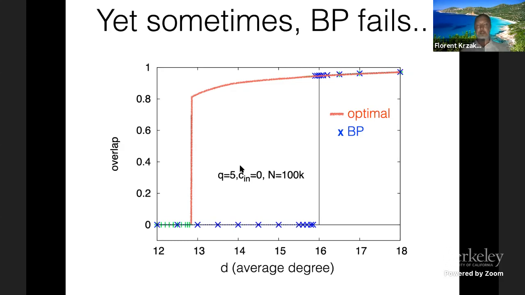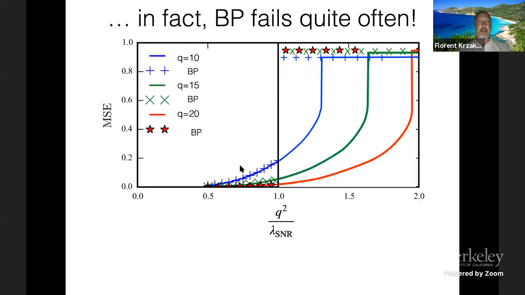Of course, once you find it, well, you start to worry a bit. You check a bit what is going on with different cases, and you realize that BP actually fails quite often. These are other examples. This is the dense case. So here I'm plotting the mean square error. And this is for 10 colors, 15 colors, 20 colors. And here I'm writing BP, but for those who know, this is more AMP, which is a dense version of BP, approximate message passing.